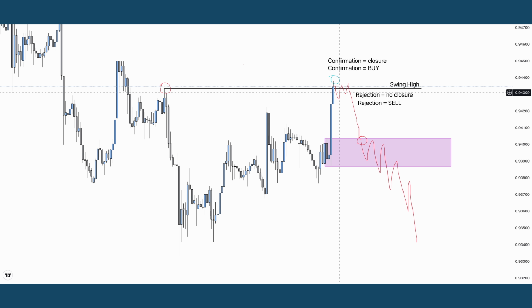If we reject and we close beneath, well, then that would be a rejection. That's not a confirmation. That's not a closure. The closure's failed. And we've actually just seen rejected price action up there, which means instead we could look for a sell. Okay, so let's take a look at how this plays out then.